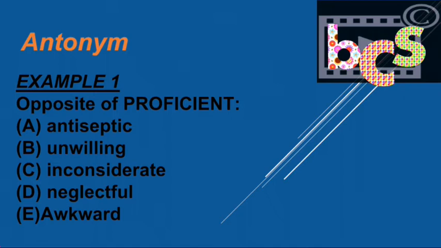Example 1. What is the opposite of proficient? Choice A. Antiseptic. Choice B. Unwilling. Choice C. Inconsiderate. Choice D. Neglectful. Choice E. Awkward.